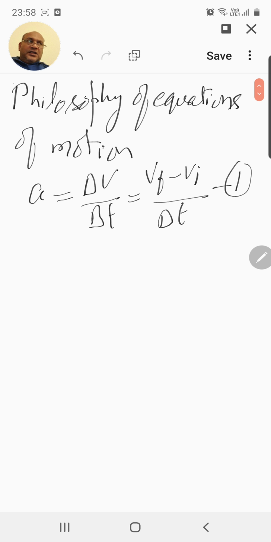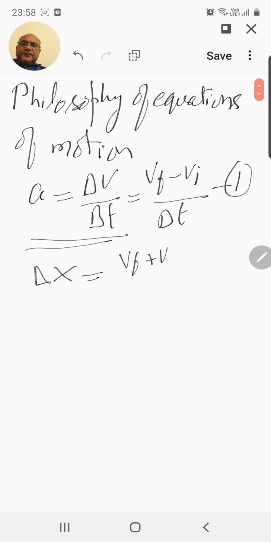So this is one equation of motion. We already know this equation of motion from our previous chapter. The second equation of motion is this: Δx, which is displacement, equals (Vf + Vi) over 2, multiplied by Δt. This is the second equation of motion.